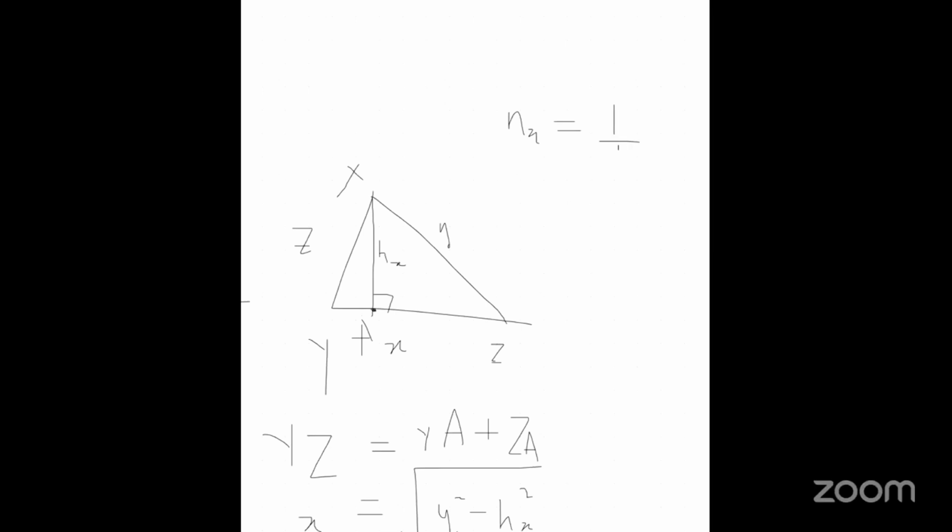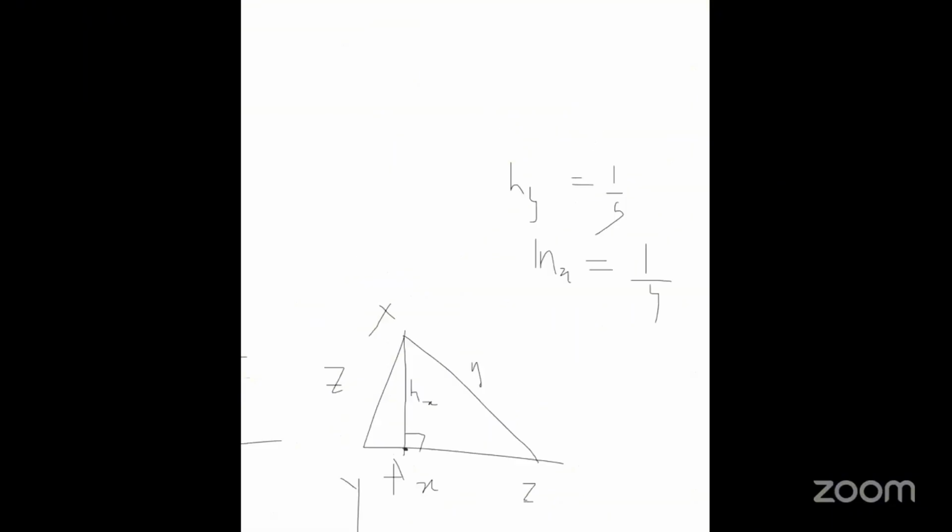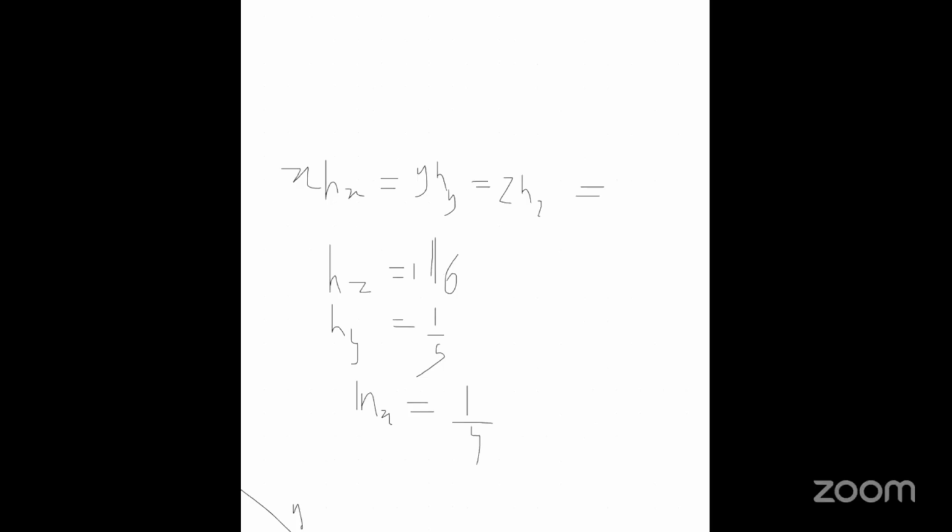And similarly, hy is 1 over 5, and hz is 1 over 6. So you actually do get this calculation. You know the altitudes of this triangle now. And now you can notice that x times hx is equal to y times hy is equal to z times hz is equal to 2 times the area of triangle XYZ.